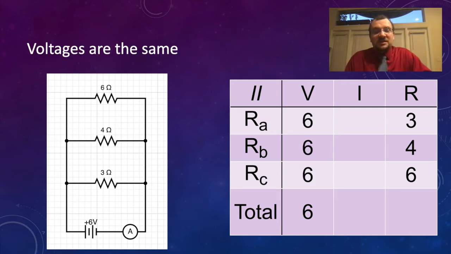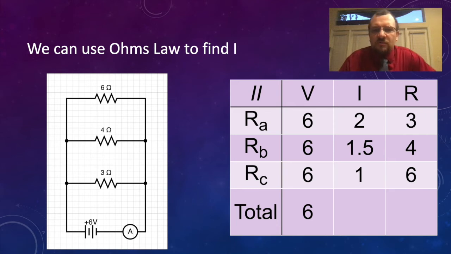We know that all the voltages are the same. That's the very definition of a parallel circuit, that all of the resistors have equal access to voltage. Now, we can go ahead and use Ohm's law to find the individual currents. So, we know V equals IR, voltage is all 6, the resistances were also given. We can go ahead and solve for I. So that's what I've got down here. The current going through A is 2, the current going through resistor B is 1.5, and the current going through resistor C is 1.